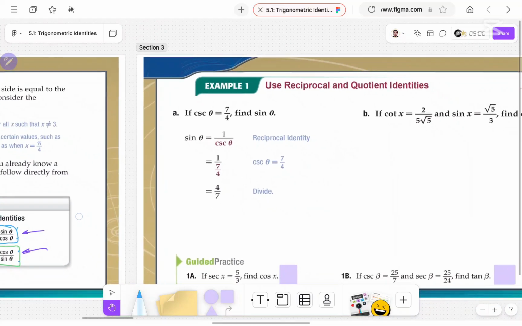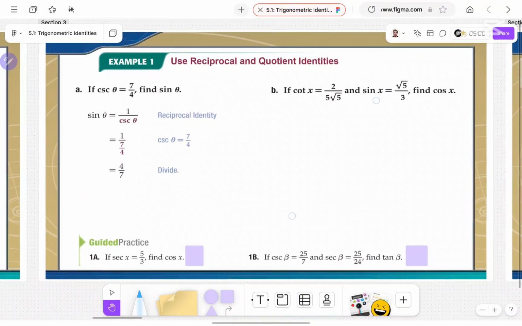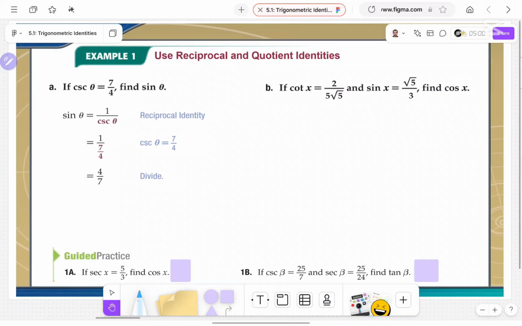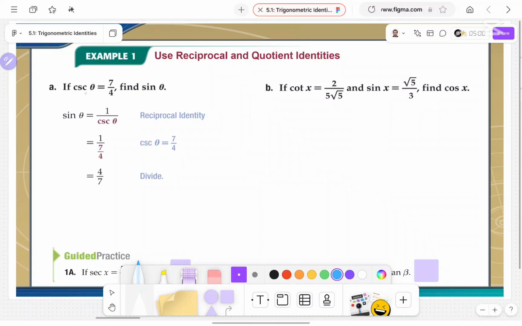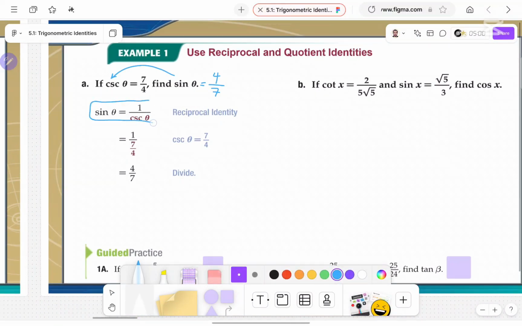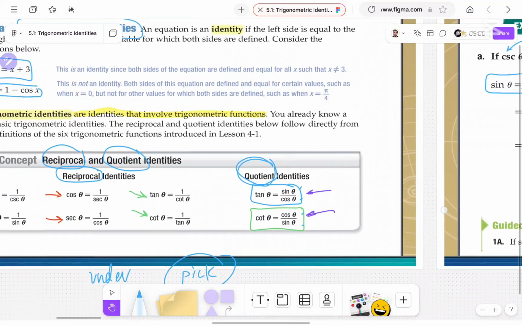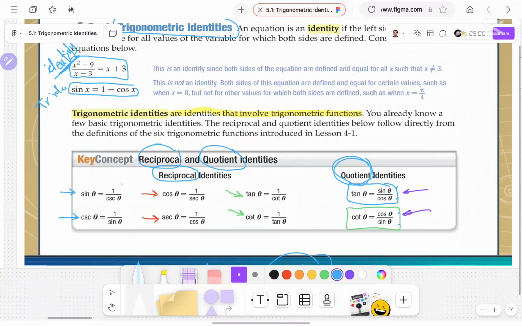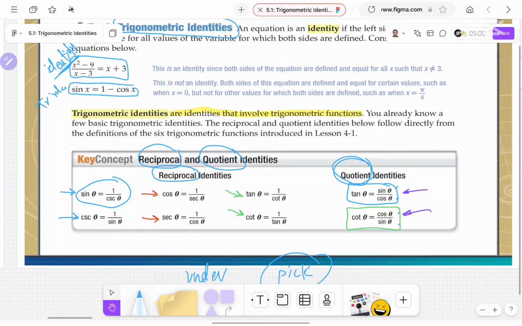Okay, now let's take one example. Use the reciprocal and quotient identities. Focus on the first question here. If cosecant theta is equal to 7 over 4, what is sine theta? I know that cosecant is the reciprocal of sine, so we can just write directly that it's 4 over 7. Or use the rule from before: sine is equal to 1 over cosecant.